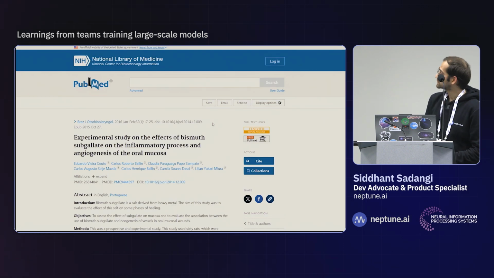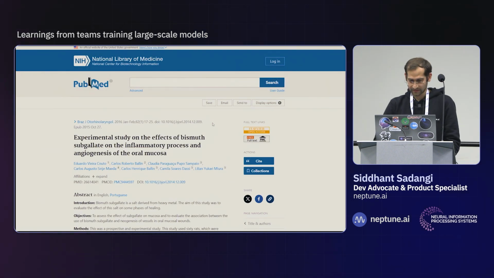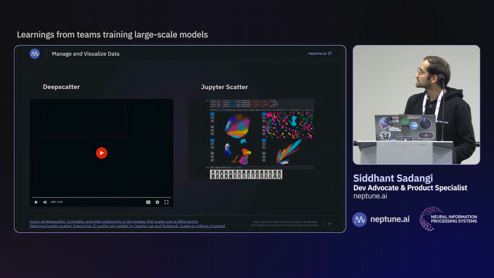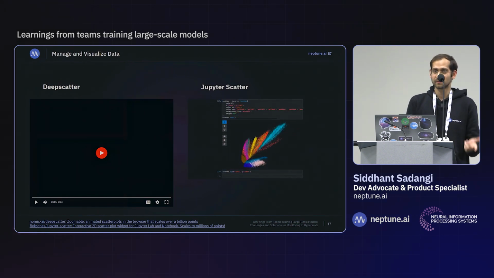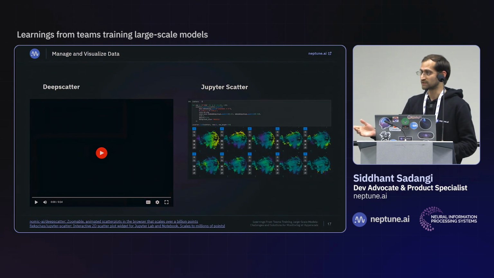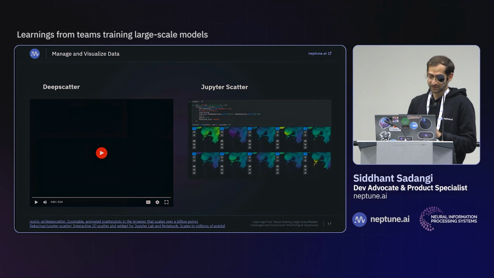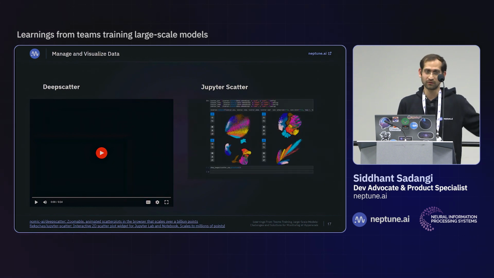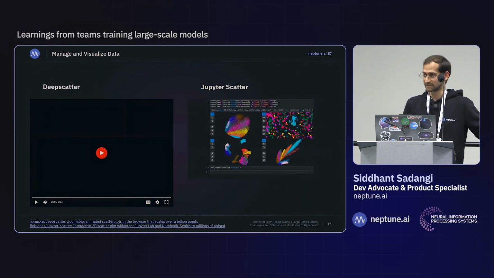So this is one solution, and the other is Jupyter Stacker, which is a bit more user friendly for data scientists and ML engineers, because it integrates directly with Jupyter notebooks. You can use it in Jupyter notebooks itself. It's not as scalable as Deep Scatter, but you don't have to worry about Node.js or learn JavaScript.